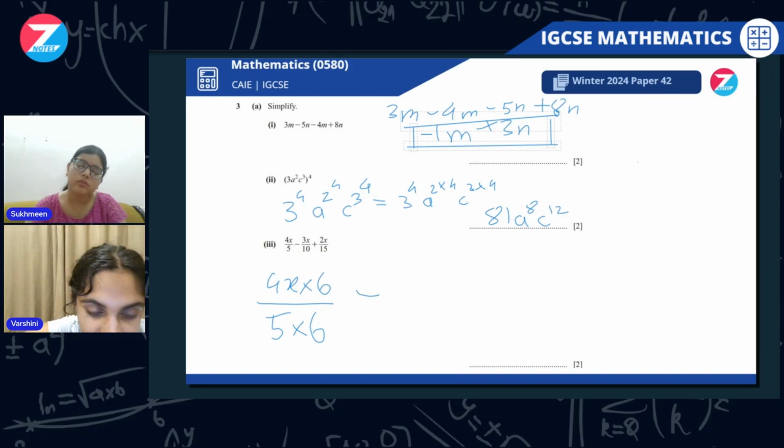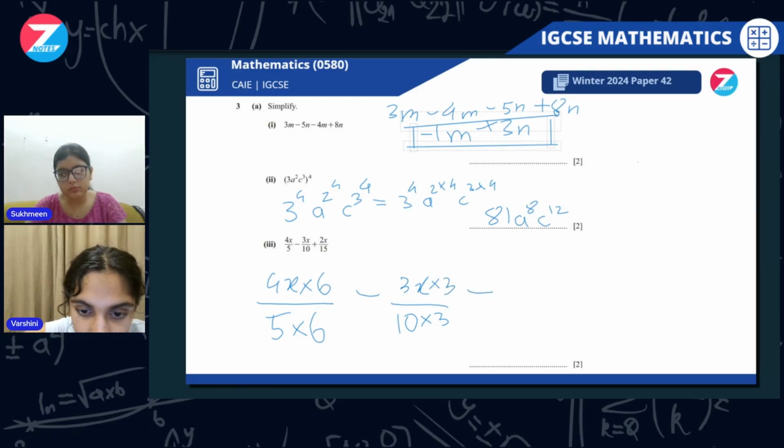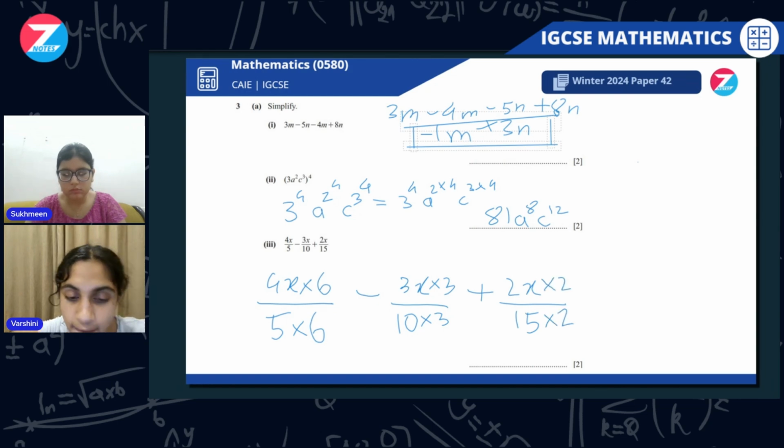Okay, for the next term, minus 3x by 10, and 10 needs to go thrice into 30. So we're also going to multiply 3x into 3. And the last term, plus 2x by 15, and 15 goes twice into 30. So 2x is also going to go twice. So now to simplify this, we're going to put the common denominator, which is 30.